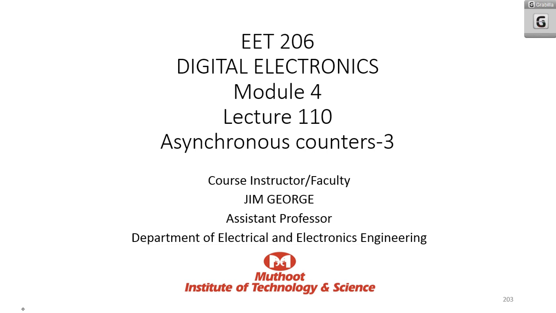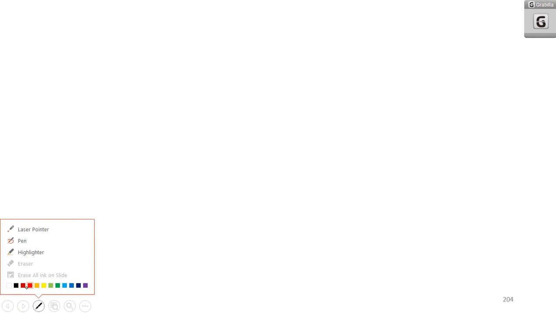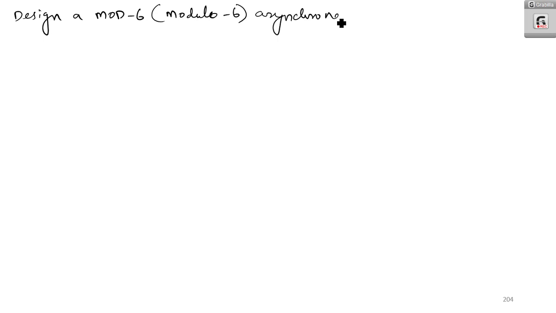So going to the first question. Design a mod 6, or it is also known as modulo 6, asynchronous counter. That is similar to the case of synchronous counters. Design a modulo 6 asynchronous counter using T flip-flops.